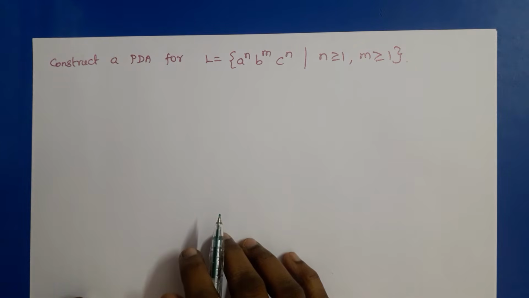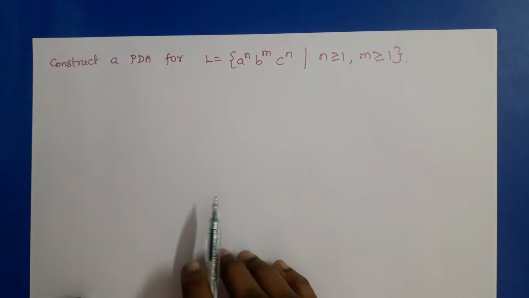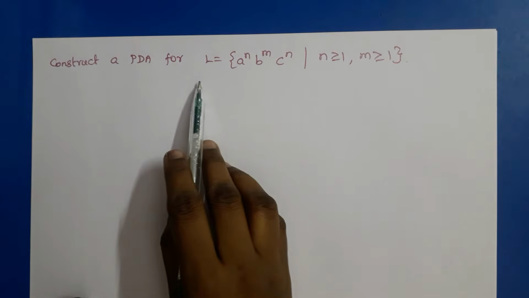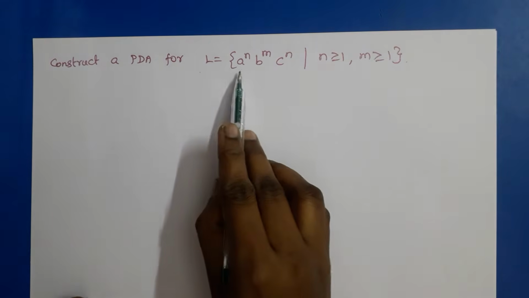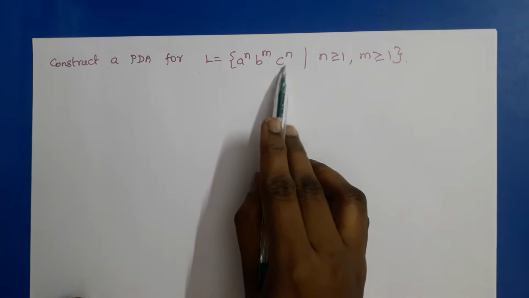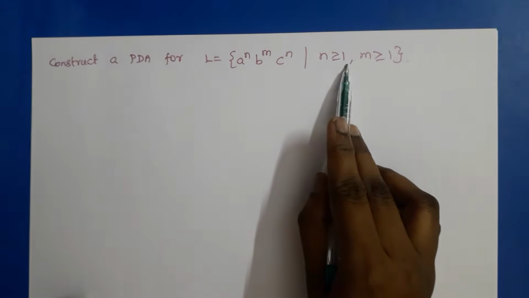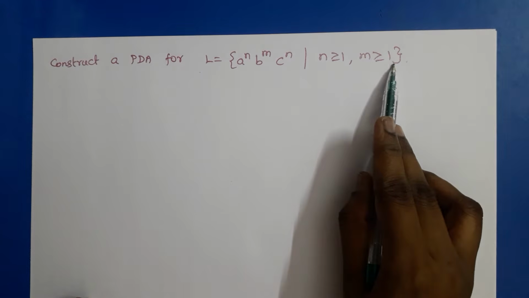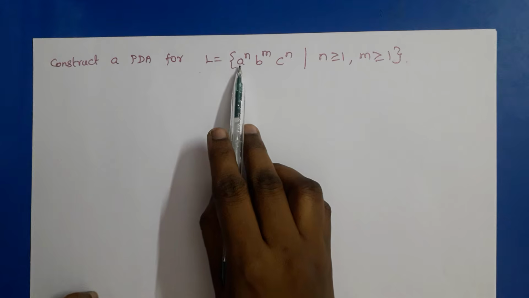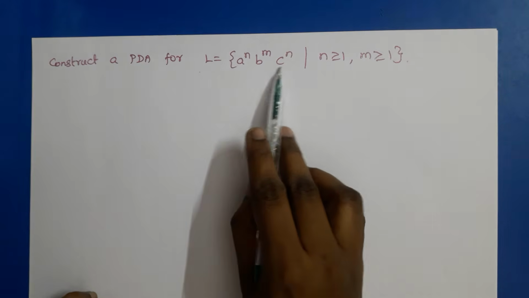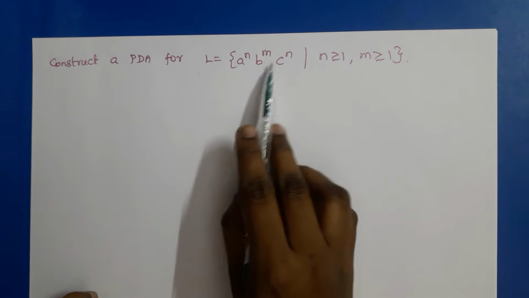Hello everyone. In this lecture, we are going to discuss another example for PDA. So we have to construct a PDA for the language L = a^n b^m c^n such that n is greater than or equal to 1 and m is greater than or equal to 1. So here, the number of A's and C's must be equal. B's can be in any number.